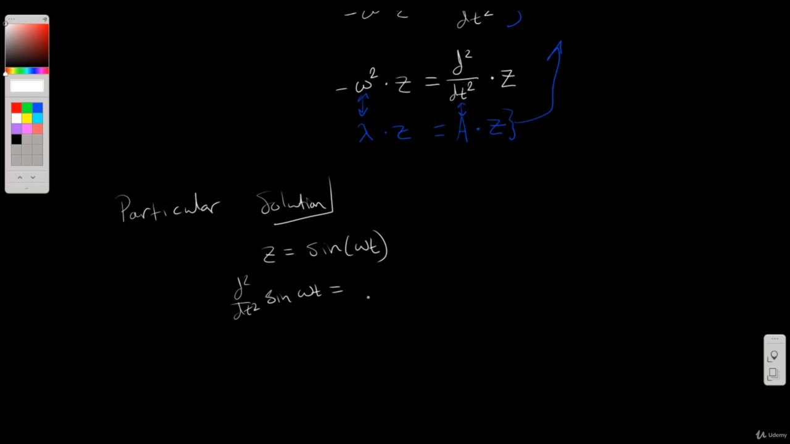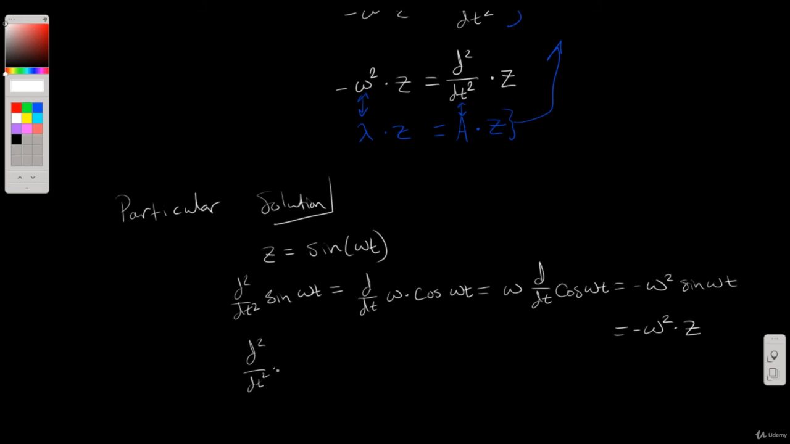of course I'm going to get d dt, so the first derivative, of omega cosine of omega t, which is equal to, taking the product rule, omega d dt of cosine omega t, which gives us back minus omega squared sine of omega t, right? And so this here is equal to minus omega squared times z. So we're back to where we started, of course, right? So this is d2 dt squared times z is equal to minus omega squared times z.